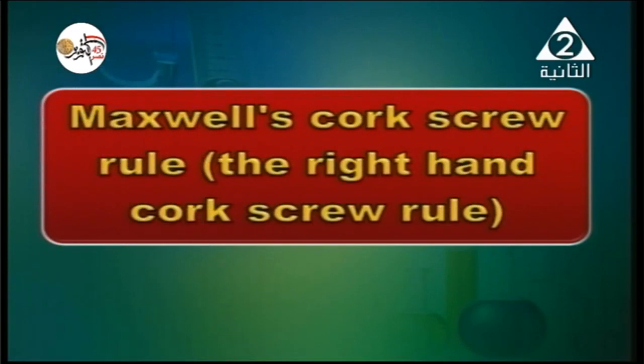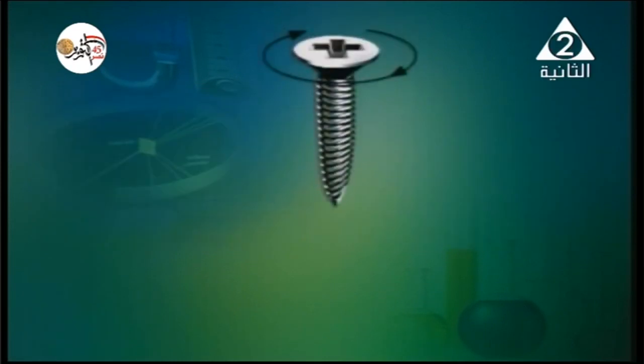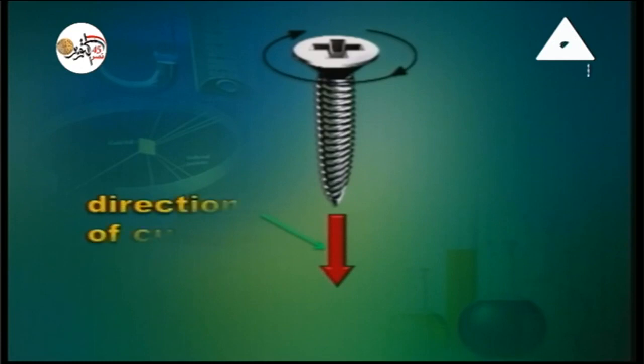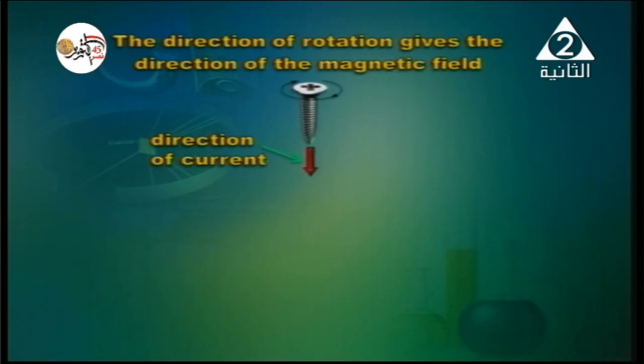Also, we could use Maxwell's corkscrew rule. We call it the right-hand corkscrew rule. What about Maxwell's corkscrew rule? It states that the direction of rotation of the corkscrew gives the direction of the magnetic field if the corkscrew is driven in the direction of the current.